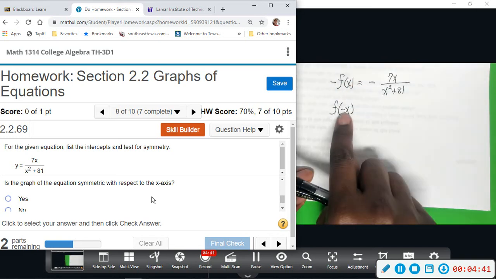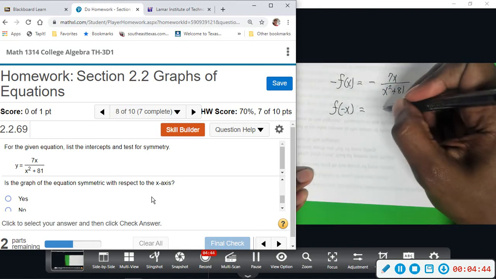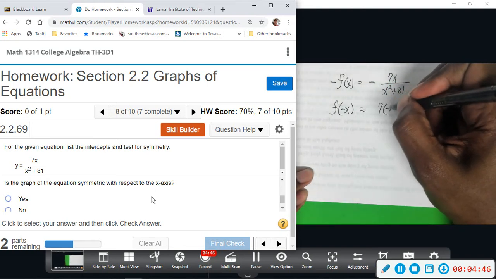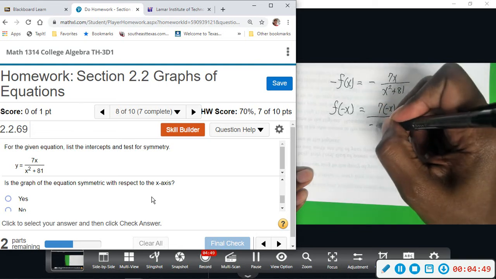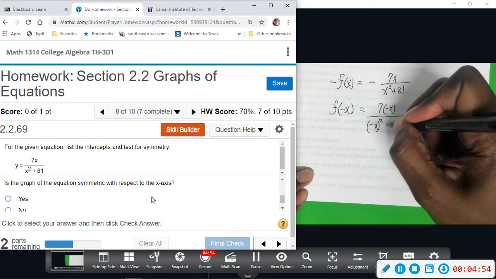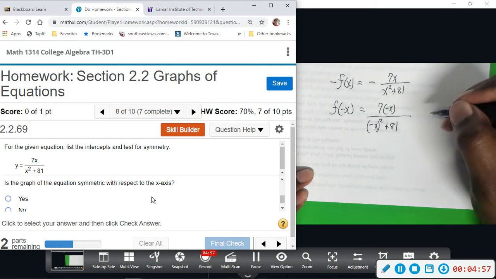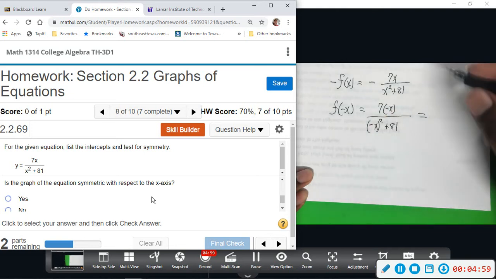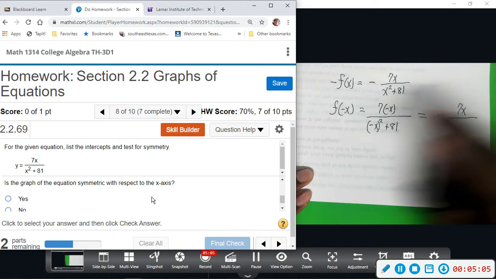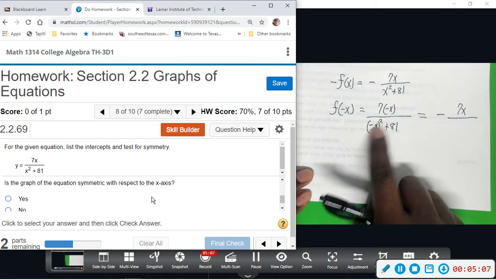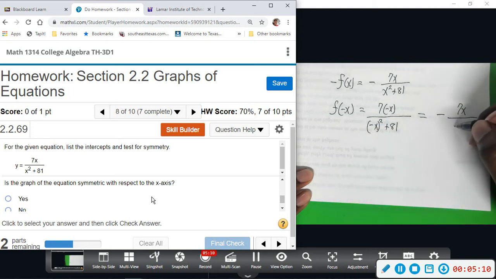So this time we're plugging the negative on the x. So that means 7 times negative x, and then negative x squared plus 81. When we simplify this, that will still be a negative 7x. And then on the bottom, this negative x will become squared and be a positive x squared. And this will give us positive 81.